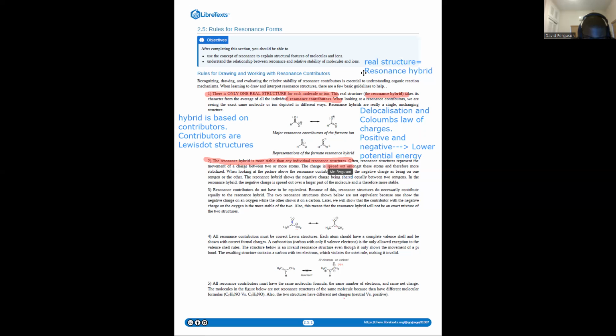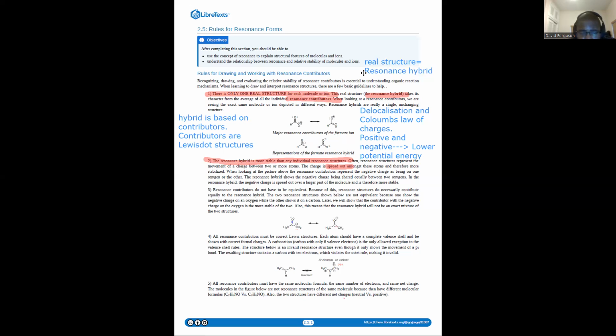Spread out amongst these atoms, and therefore more stabilized when looking at the picture above. Resonance contributors represent the negative charges as being on one oxygen or the other.